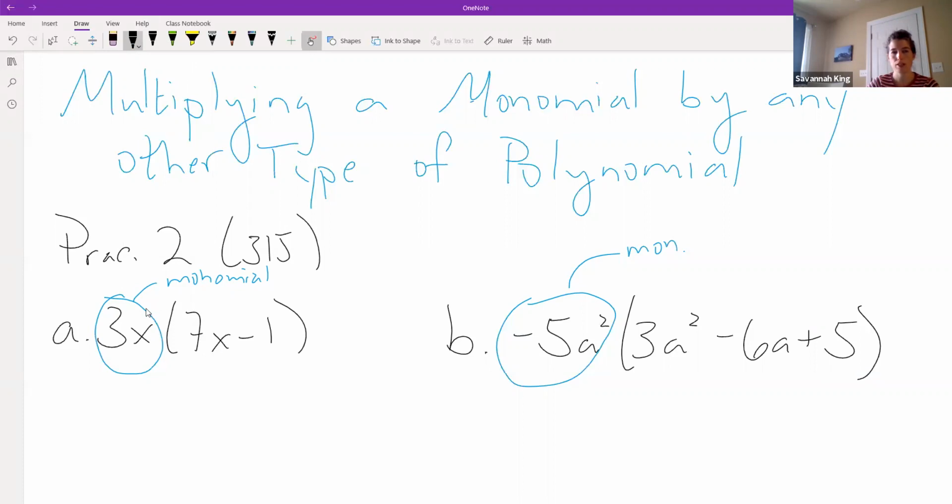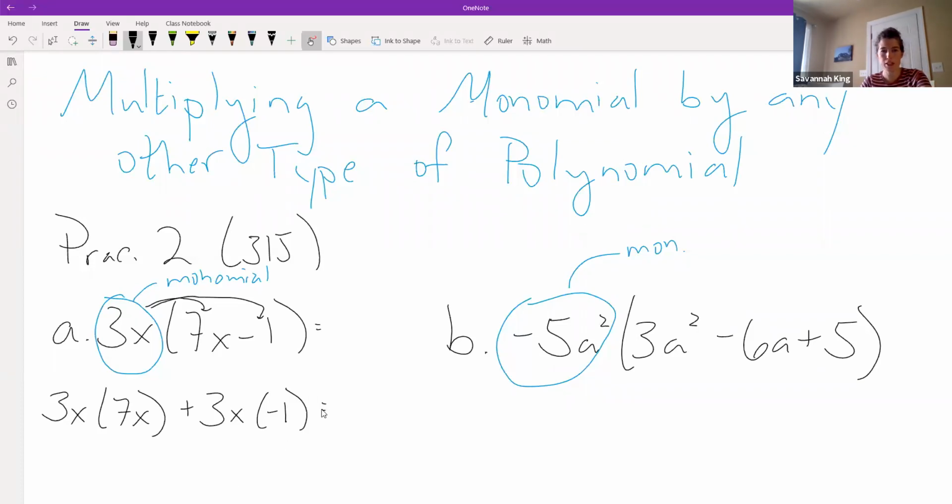And the way that we handle this is by the distributive property. So 3x is going to be multiplied to 7x, and then 3x is going to be multiplied to negative 1. 7x minus 1 happens to be what they call a binomial, but we don't really care. The fact is it's just some other polynomial. So if you would like a middle step on this problem, it's going to look like, well, potentially you could have a couple of middle steps. 3x times 7x, and then 3x is positive here. So as I distribute it to the next term, I'm gonna say plus 3x times negative 1.